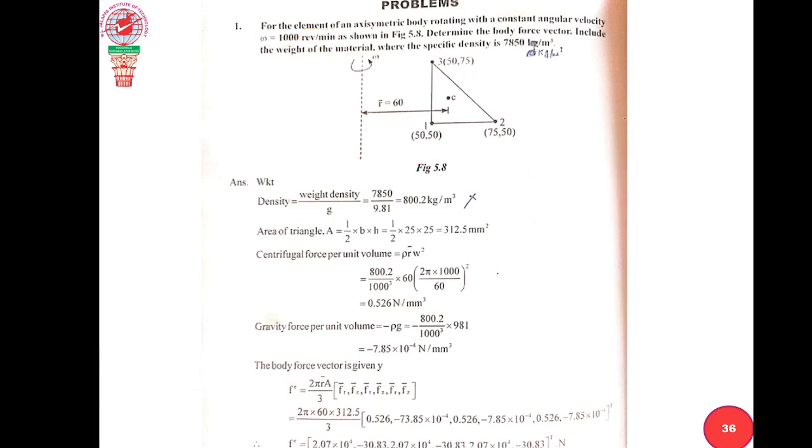Fine. Now we know, write down the formula. What is the body force vector formula? 2 pi r bar A by 3, then Fr1, Fz1, Fr2, Fz2, Fr3, Fz3. Please write down the formula: 2 pi r bar A by 3 times Fr1 bar, Fz1 bar, Fr2 bar, Fz2 bar, Fr3 bar, Fz3 bar. Please note that down.